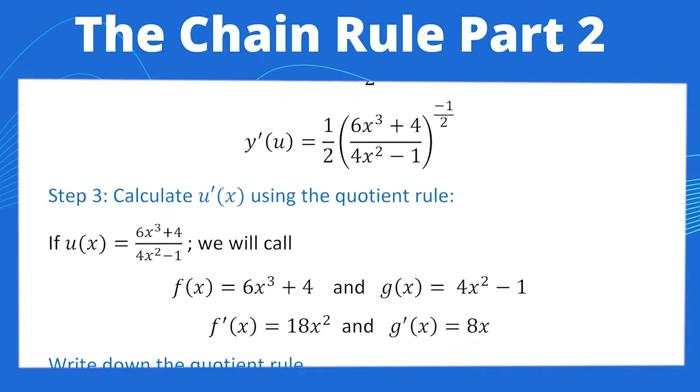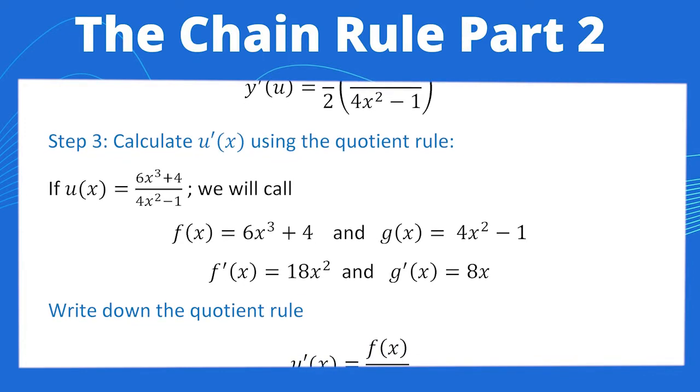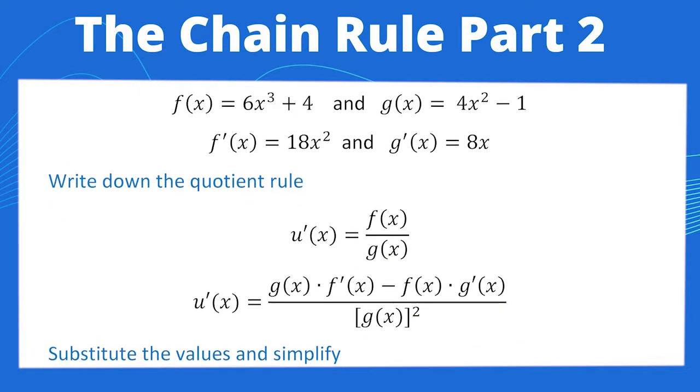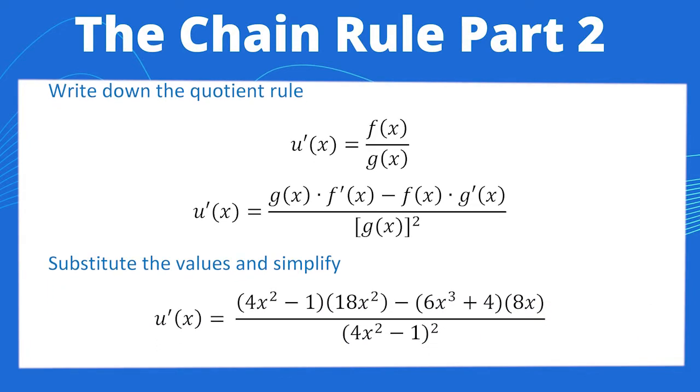And in order to do that, we are going to apply the quotient rule. Then remember, we need to decide who is f of x and who is g of x. After that, we are going to calculate the derivatives. We are going to state the quotient rule, and we are going to substitute the values and simplify.